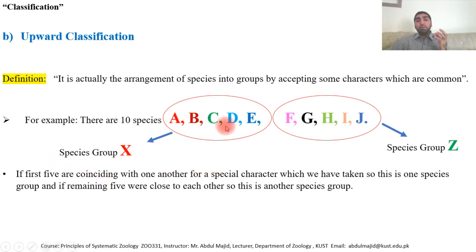We had these 10 different species, but then we analyzed them, and we found that A, B, C, D, and E have certain characteristics in common, so we placed them in one group, X. Then we analyzed the other five, F, G, H, I, J, and found that they have some characteristics in common, and we placed them in group Z.